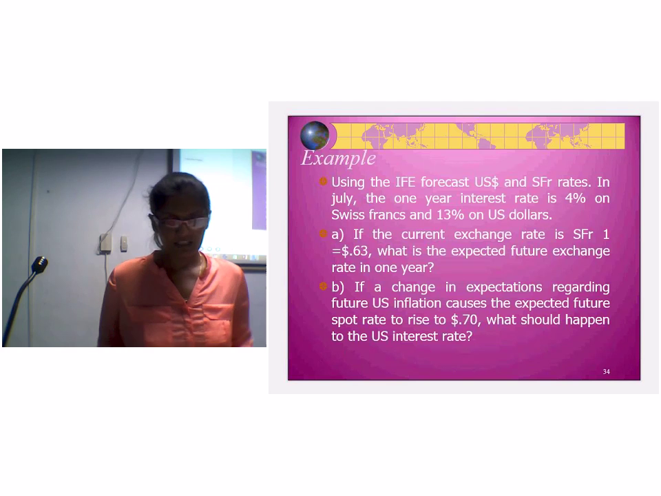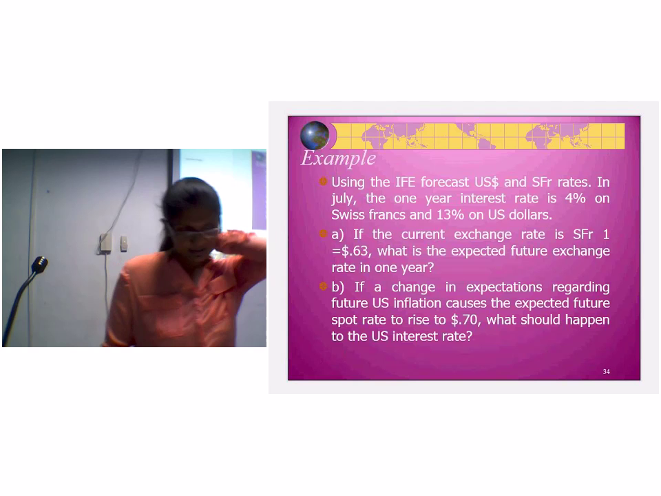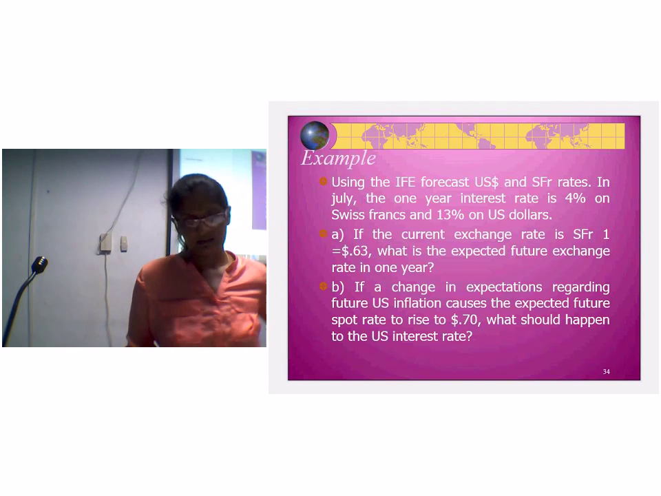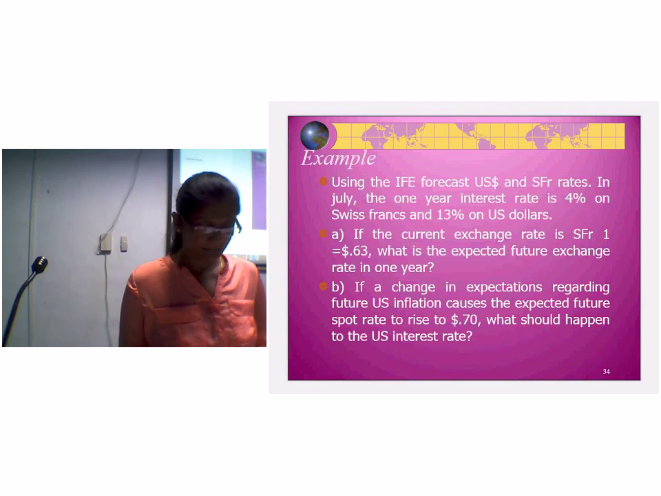In July, the 1 year interest rate is 4% on Swiss francs and 13% on US dollars, right? So using the interest rate parity equation, you have to find out the expected future exchange rate in 1 year, right? What we have to find?